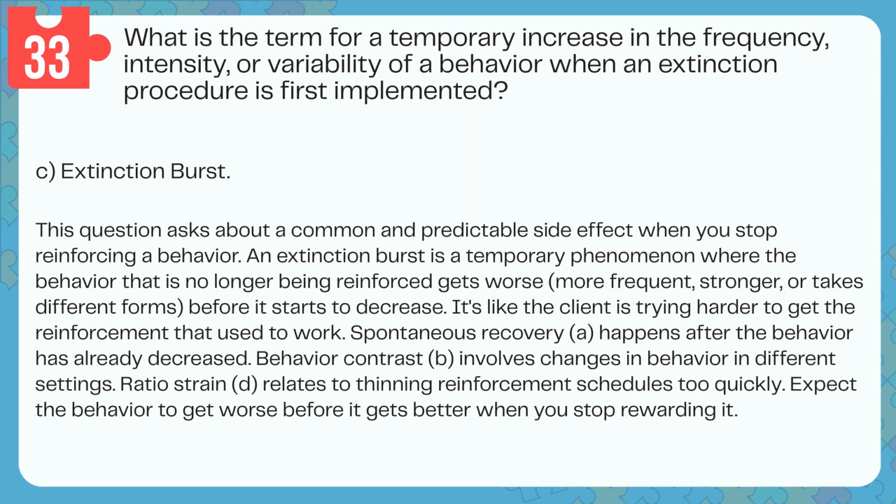An extinction burst is a temporary phenomenon where the behavior that is no longer being reinforced gets worse, more frequent, stronger, or takes different forms, before it starts to decrease. It's like the client is trying harder to get the reinforcement that used to work. Spontaneous recovery, A, happens after the behavior has already decreased. Behavior contrast, B, involves changes in behavior in different settings. Ratio strain, D, relates to thinning reinforcement schedules too quickly. Expect the behavior to get worse before it gets better when you stop rewarding it.